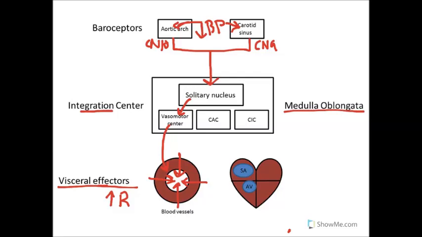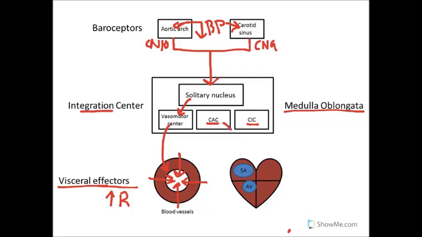Now we have two centers in the brain. Blood pressure is low. We have cardiac acceleratory center and cardiac inhibitory center. Now the cardiac acceleratory center is what we need. We do not need the inhibitory center.